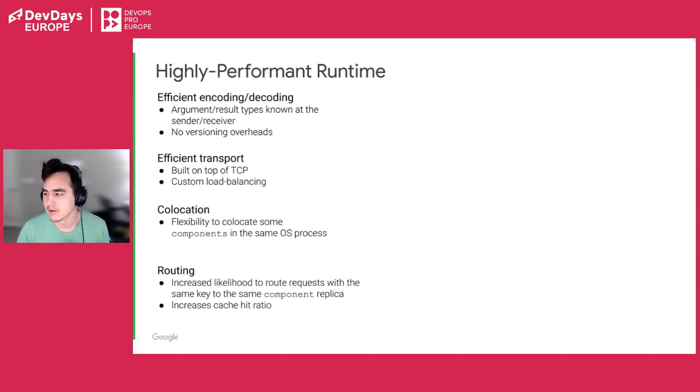And finally, routing or sharding. We allow different components to be sharded. So if I have a cache, for example, I might want to say, okay, every request to the same key should go to the same replica. And that way I increase my cache locality.